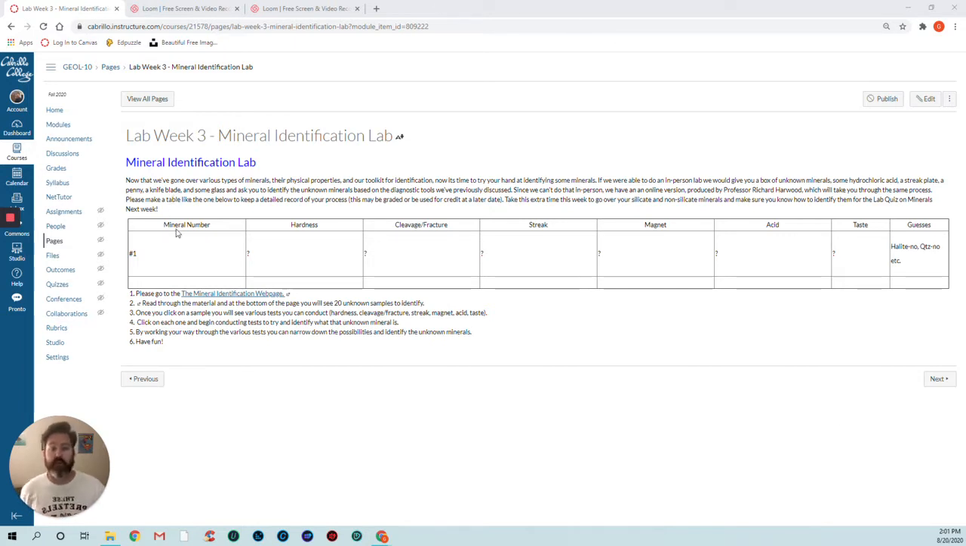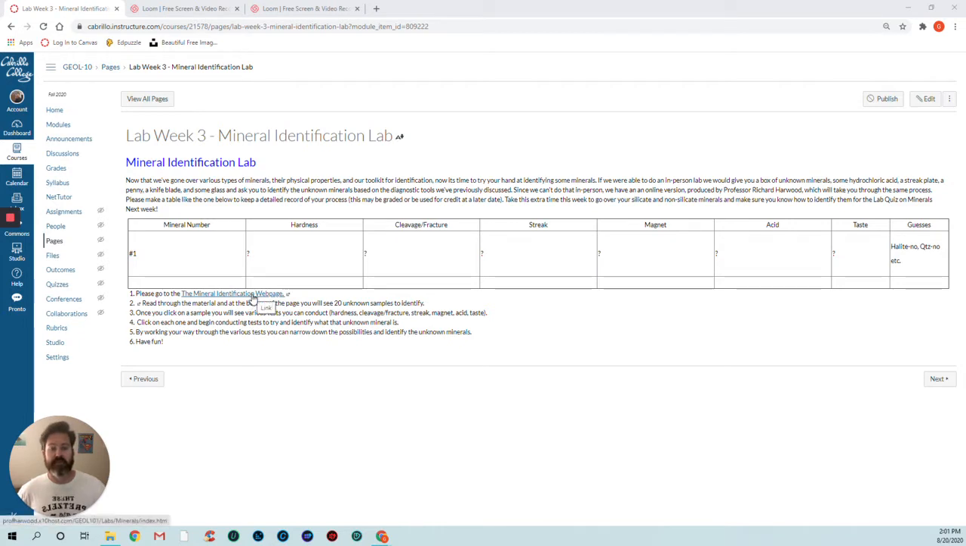So basically what I want you to do is these are the things. In lab you would have a piece of paper that's set up like this with the mineral number, hardness, cleavage, fracture, streak, magnet, acid, taste, guesses. You would set this up, and then you would go through all the diagnostic criteria for each mineral until you narrowed it down and figured it out.